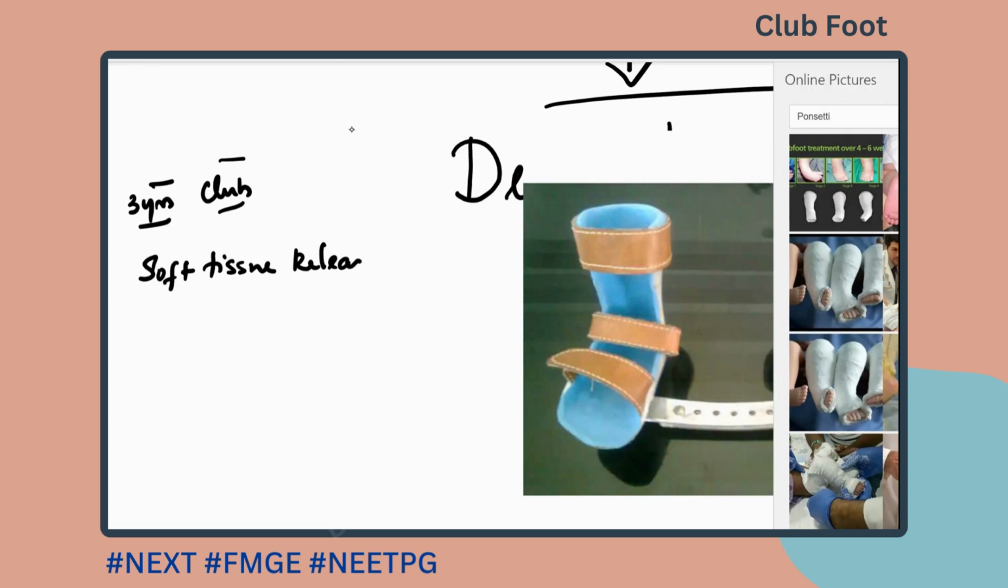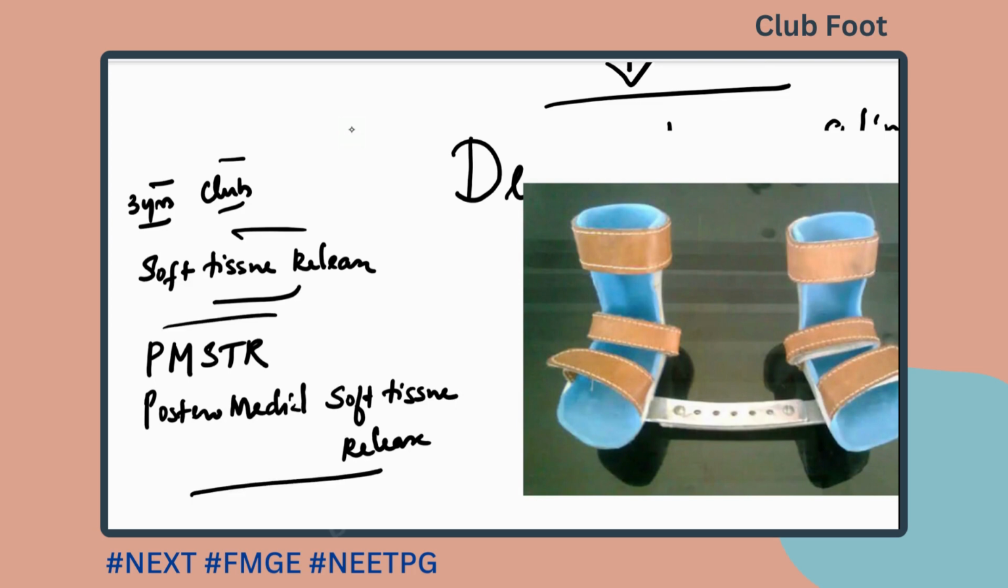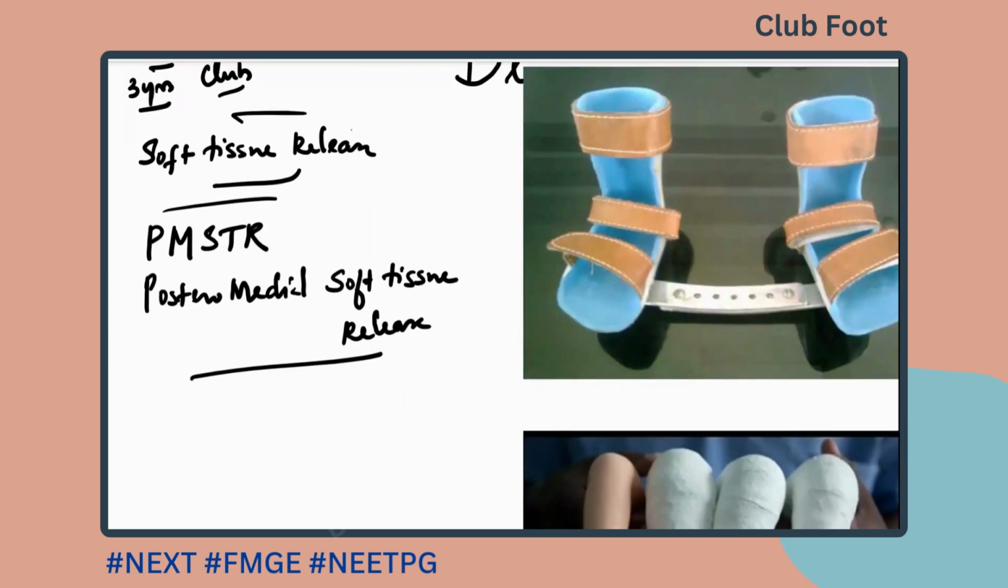Now you tell me, where are the tissues? The tissues are shortened on anterior side or posterior side? Posterior side. So this requires a release called as posteromedial soft tissue release. Posteromedial soft tissue release is done in club foot if the child is presented around the age of 3 years. If the child is presenting to you after this age, you have to do osteotomy.